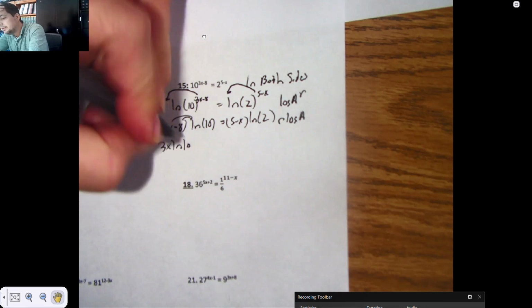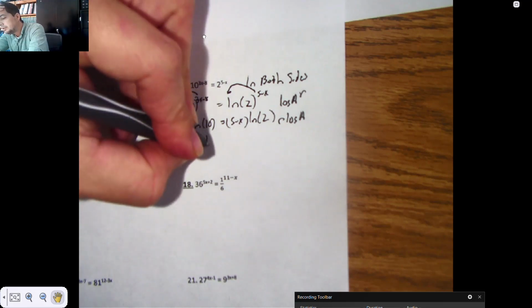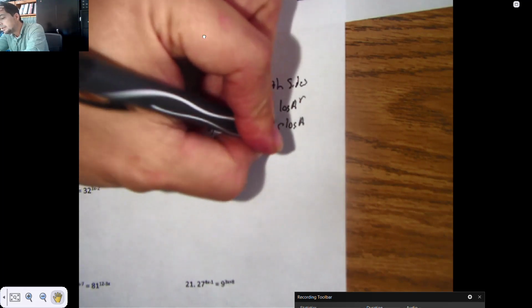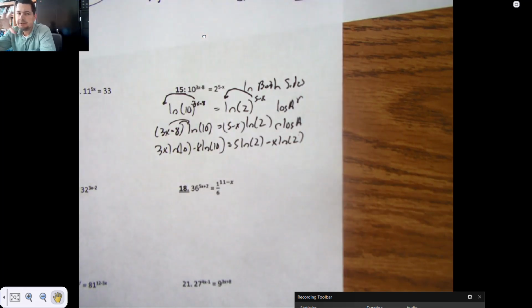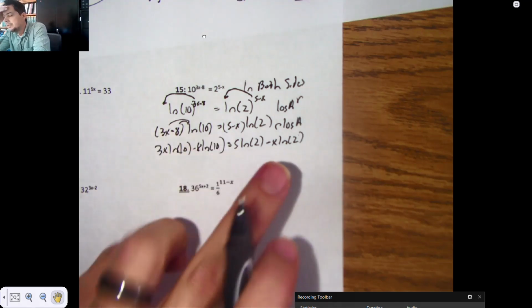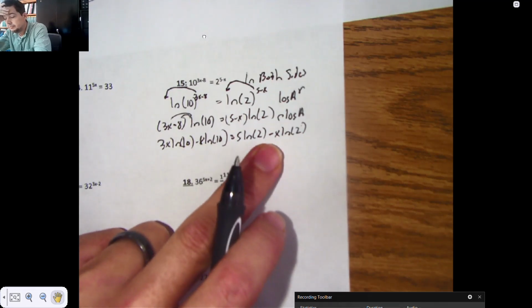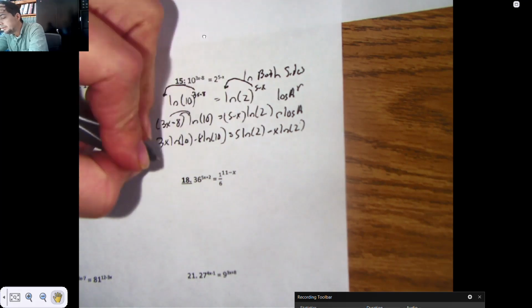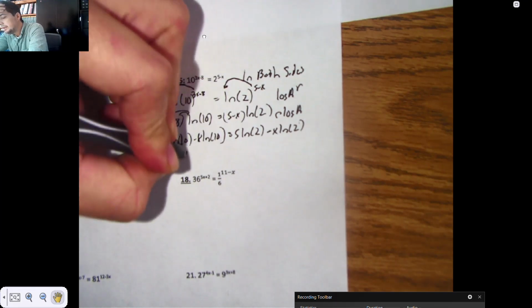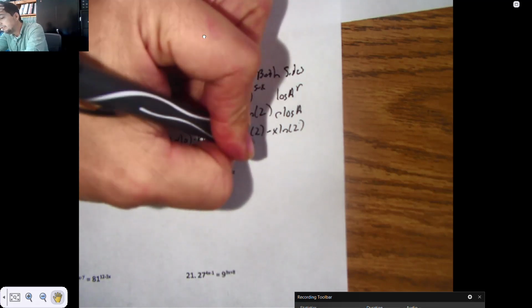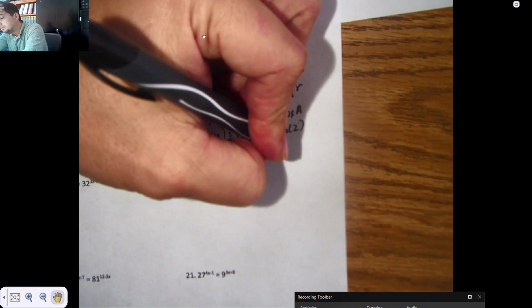3x natural log of 10 minus 8 natural logs of 10 is 5 natural logs of 2 minus x natural logs of 2. And just that ugliness is what really scares the crap out of kids. These things are ugly. I'm going to take everything with an x and move it to the left, and everything that's not an x and move it to the right. So on the left, I'm going to have 3x natural log of 10 plus x natural log of 2. On the right, I'm going to have 5 natural log of 2 plus 8 natural logs of 10.